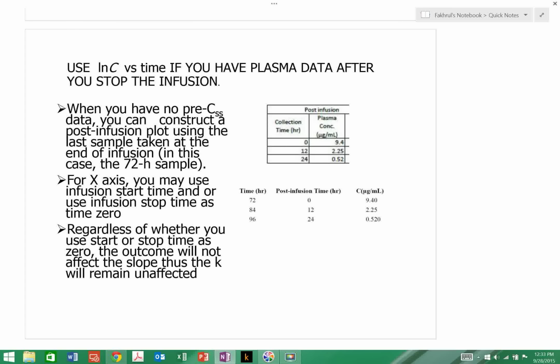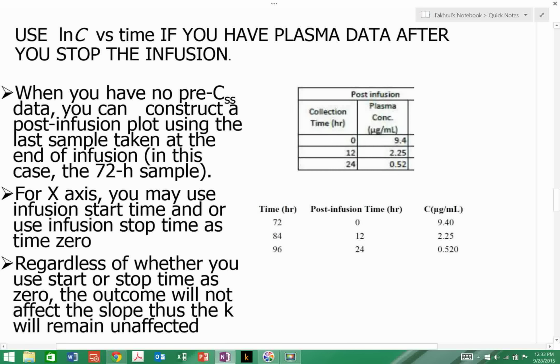So another method to calculate K for constant IV infusion, assume that you have two data or three data. Assume that you have terminated the infusion, you have stopped the infusion, the last time point was this, which is 72 hours, terminated, and then after terminating the infusion you took two more samples. You have only this last time point data, and then two time points after termination of the infusion.